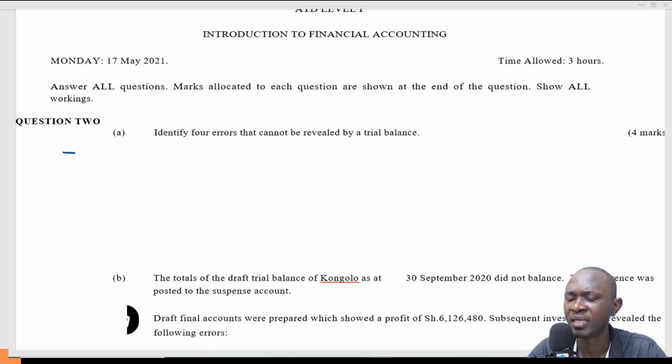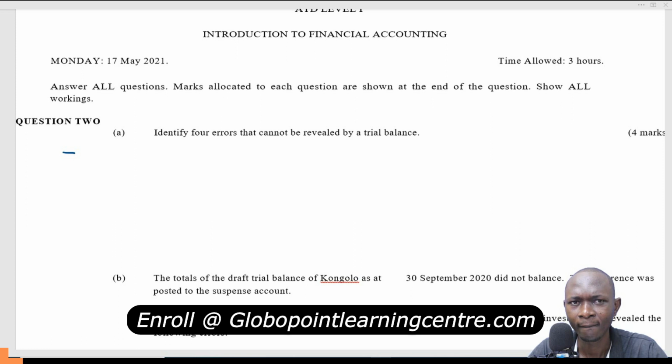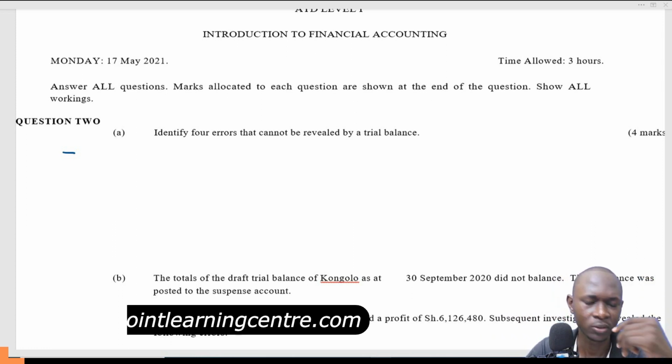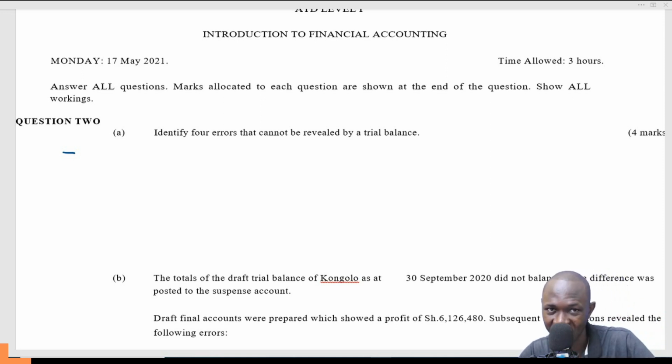Now, sometimes they will still balance, though there are some errors. The debit and the credit will balance, though errors exist. But sometimes the errors will be disclosed. So what the question is asking is: identify 4 errors that cannot be revealed by the trial balance. That means the trial balance will still balance at the very end, though some errors exist. So what are these errors?